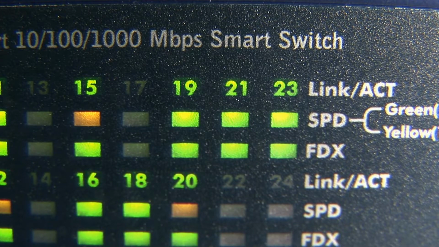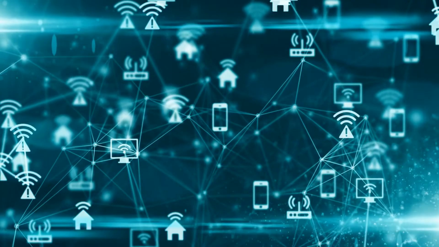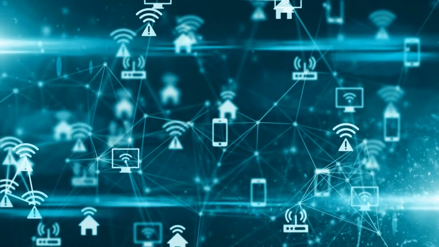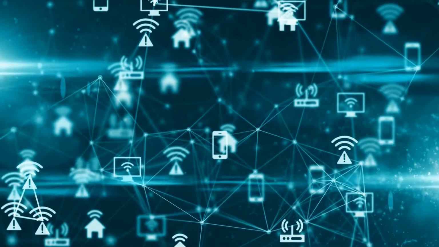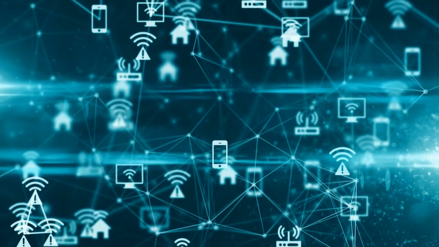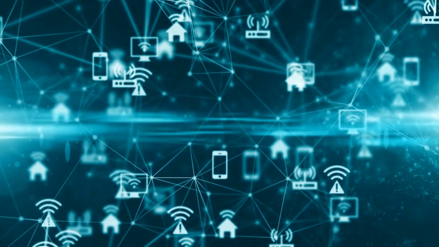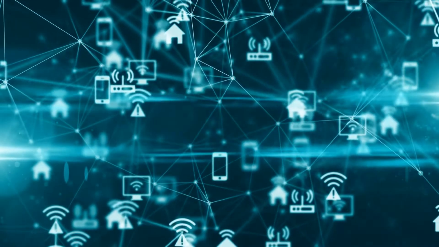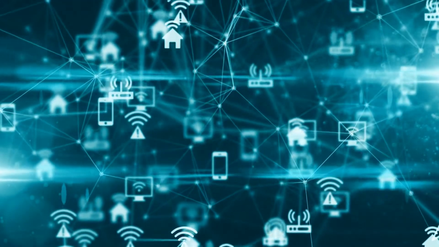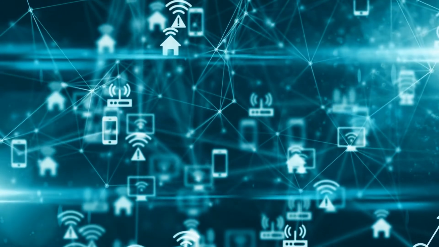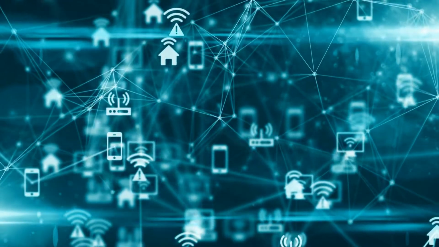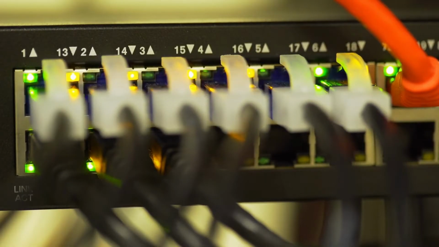IP addressing basics. To understand subnetting, it's important to have a basic understanding of IP addressing. An IP address is a unique numeric identifier assigned to every device connected to a network. An IP address is in the form of four sets of numbers, separated by dots, such as 192.168.1.1. The range of IP addresses is divided into classes, which include Class A, Class B, and Class C.